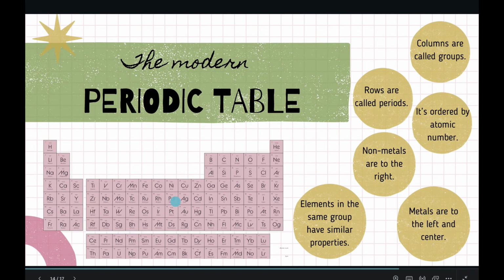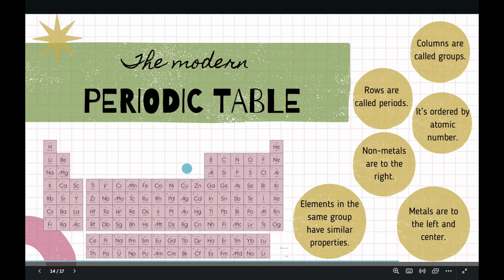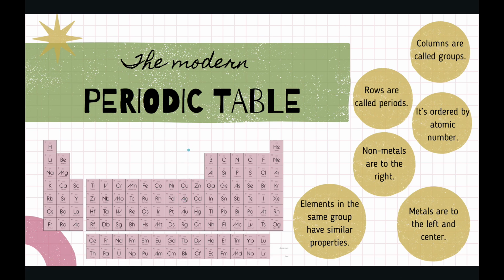So this is the modern periodic table, and a few things to remember are: columns are groups, rows are periods. It's ordered these days by atomic number. Elements of the same group have similar properties. Metals are to the left and center, and nonmetals are on the right side.